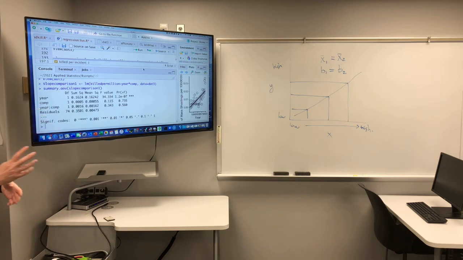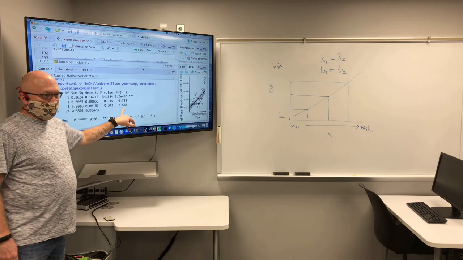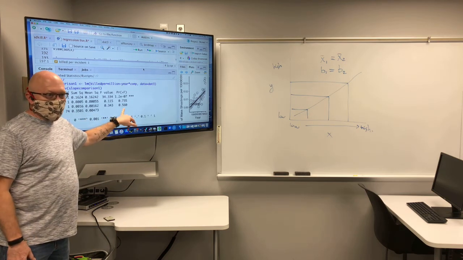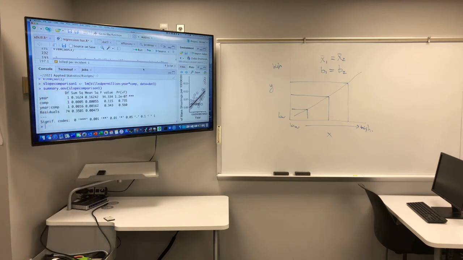Because once again, the data sets are virtually identical in this case, except for the lack of those last 2 years. But what we're really running this for is to get this interaction term. And you see that this interaction term is not significant. The p-value is much higher than 0.05. And what that's telling you is that these slopes didn't change.